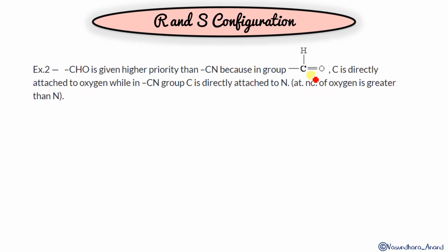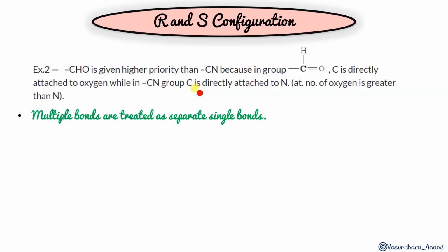Why so? CH double bond C, that is, the carbon is directly attached to the oxygen. But in the other case, if you talk about the second atom, it is nitrogen. So oxygen will get more priority than nitrogen. That's why CHO will get more priority than CN. Clear?